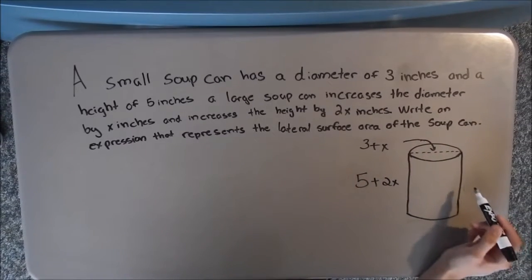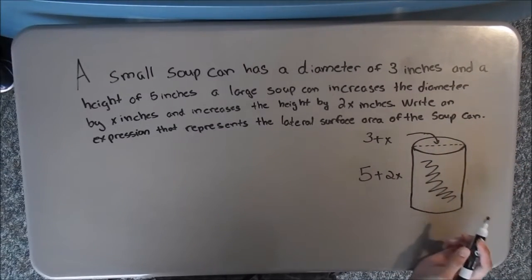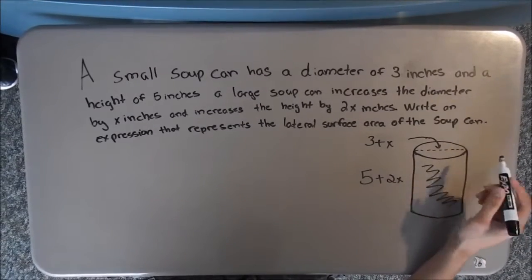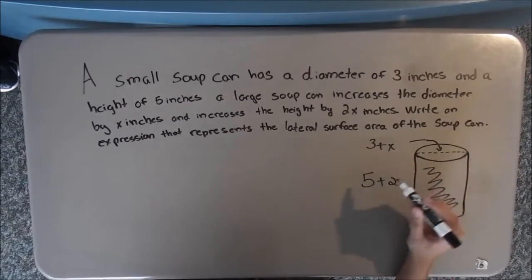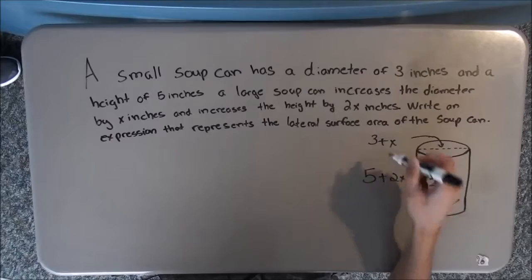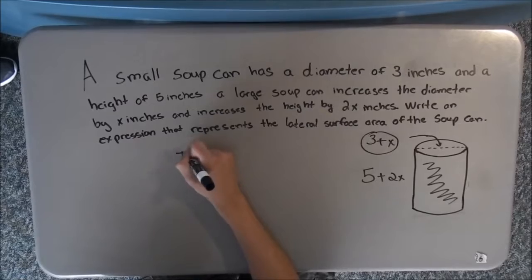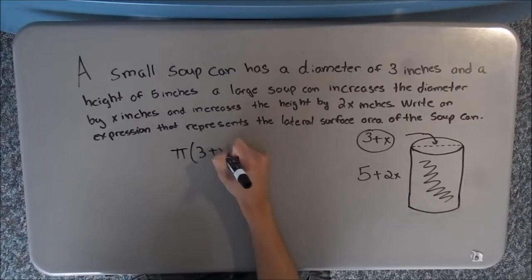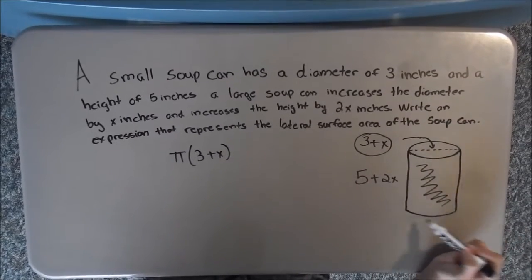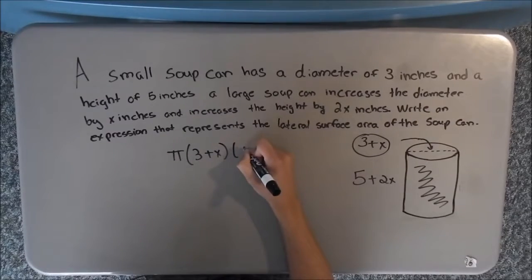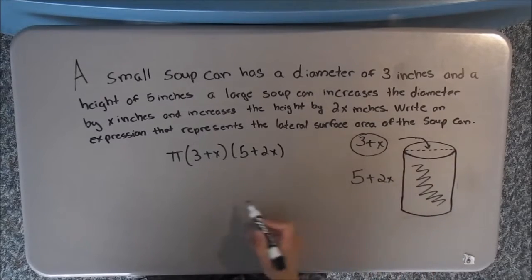And the lateral surface area of the soup can is only this curved surface you see right here. So the circle doesn't really count. So the formula for the circumference of a circle, because it's like the edge of the soup can, is diameter times pi. So we already have a diameter here. We're just going to add pi to it. So pi times 3 plus x. And then we need to multiply it by the height to get the lateral surface area of the soup can. So it's 5 plus 2x. And then we simply just multiply it out.